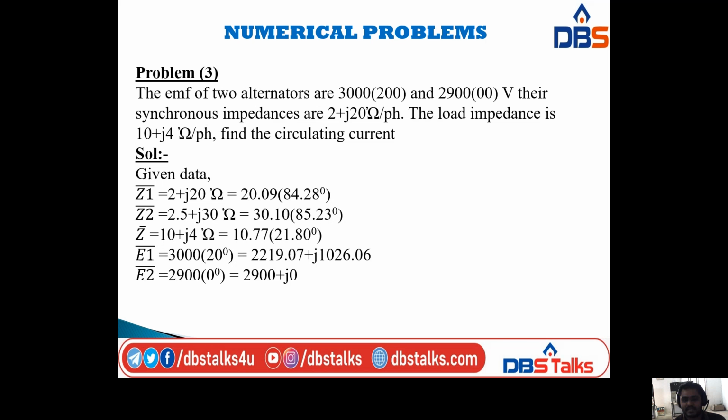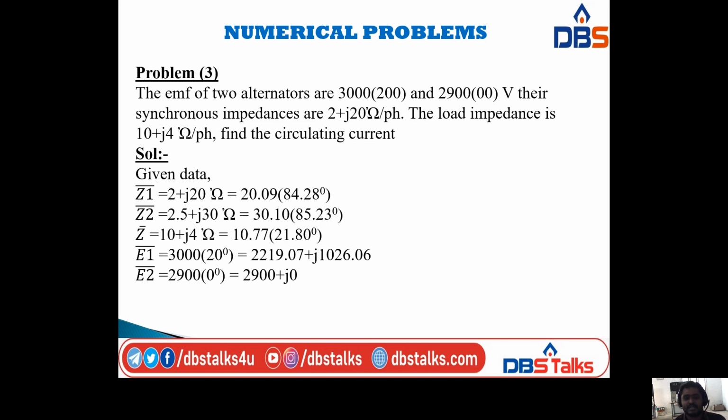It is in the rectangular form, so please convert this into polar form. We have 20.09 at an angle of 84.28 degrees, and Z2 is 2.5 plus J30 ohms, also in rectangular form. Converting into polar form, we have 30.10 at an angle of 85.23 degrees. The load impedance Z is 10 plus J4 ohms, in rectangular form. Please convert this into polar form.